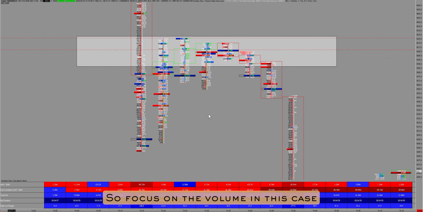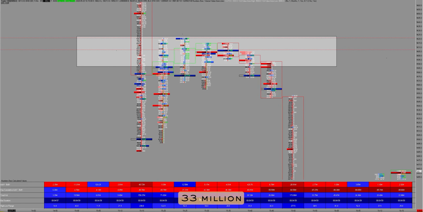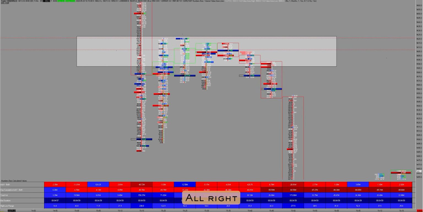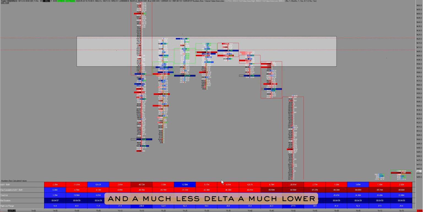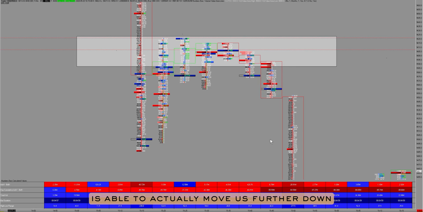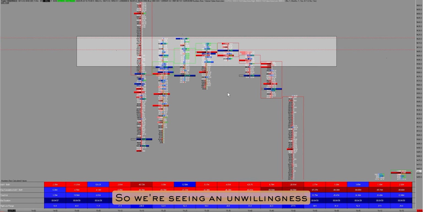So focus on the volume in this case. We're looking at 35 million, 33 million, with a range of 52, 54. The next candle that comes in has a volume of 23 million, with a range of 20, and the next candle is of equal volume. We're again paying attention to where we define a risk above this level. The next candle, of equal volume and a much lower value in delta, is able to actually move us further down. So we're seeing an unwillingness at this point for buyers to step in.